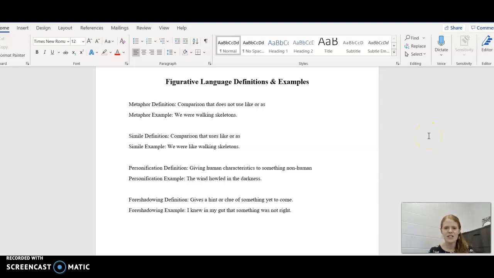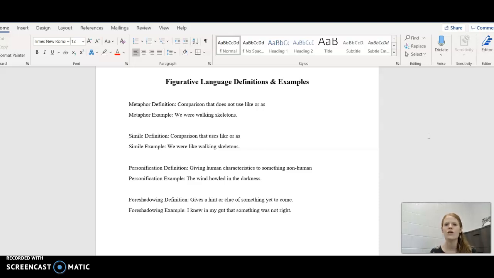Hi, 10th literature students. I want to talk to you in a little more detail about figurative language and sensory imagery, because you need to include both in your narrative to earn a high grade on this assignment. First of all, figurative language: you need to include 4 different types, which are a metaphor, a simile, personification, and foreshadowing.